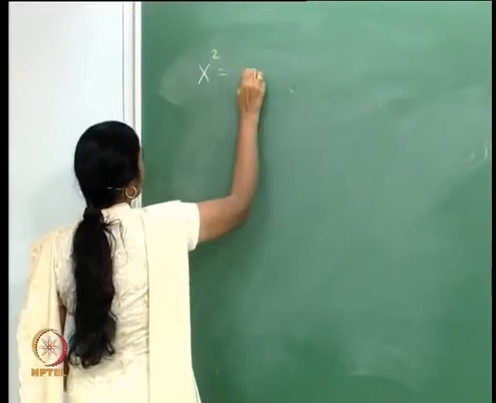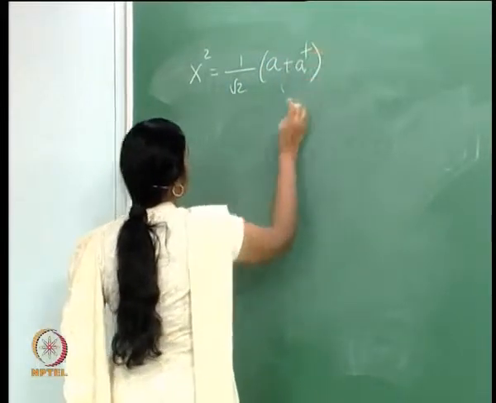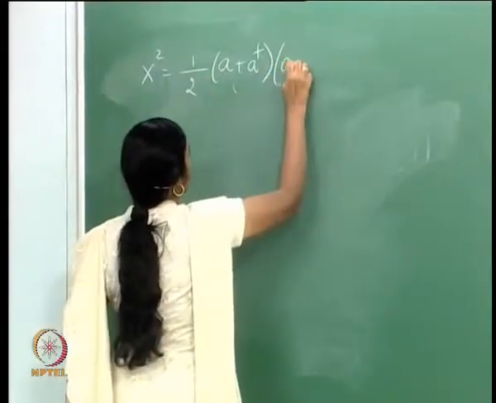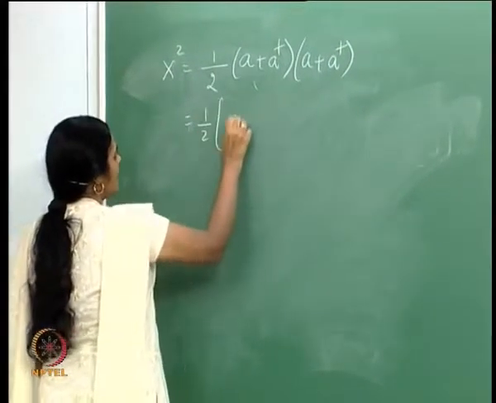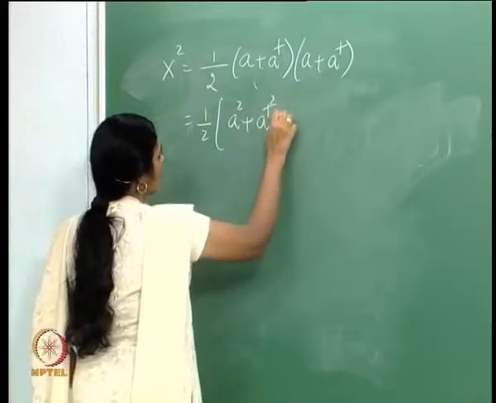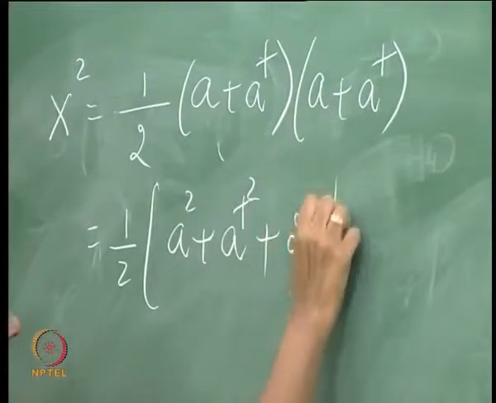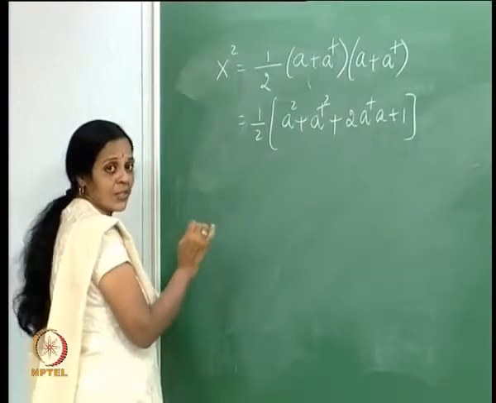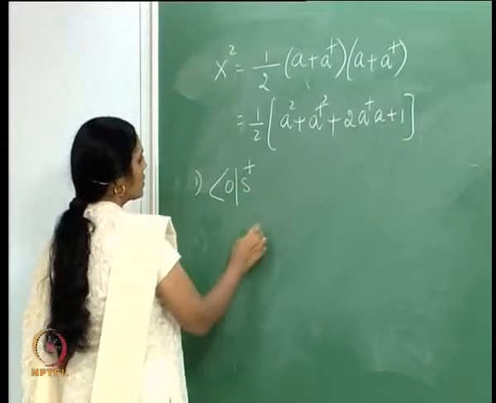Now, x squared is simply 1 by root 2 (A plus A dagger), the whole squared, and therefore, that gives me a half (A plus A dagger) times (A plus A dagger). We have done this in the earlier lecture, and this gives us A squared plus A dagger squared plus A dagger A plus A A dagger, that is 2 A dagger A plus 1. So, this is x squared. We therefore have to find various expectation values. First of all, we need to figure out this object.